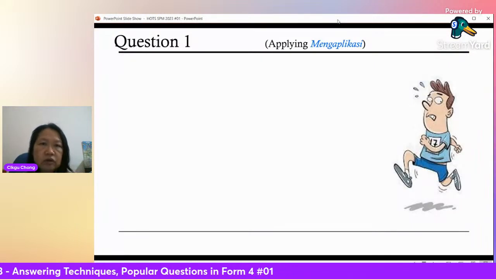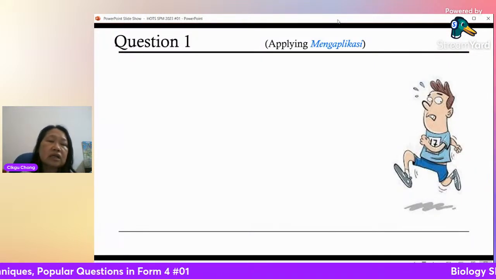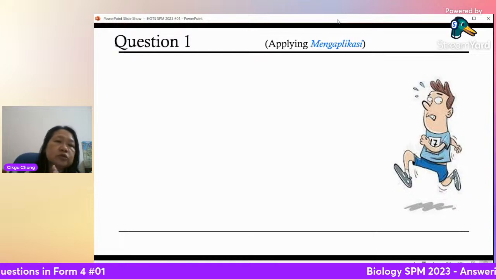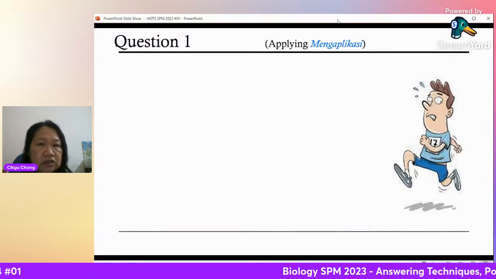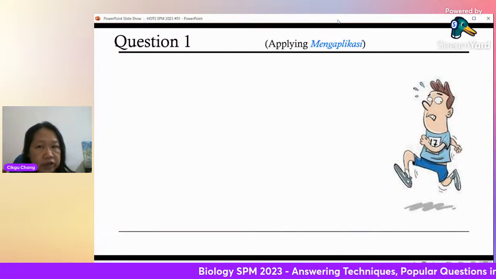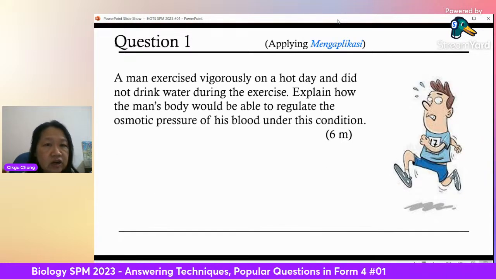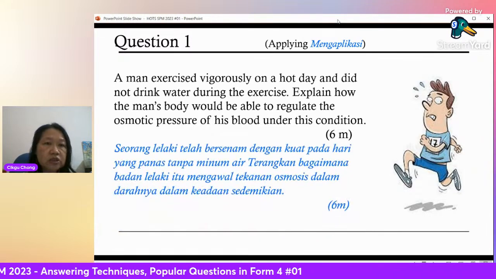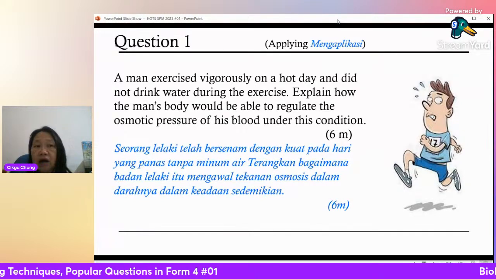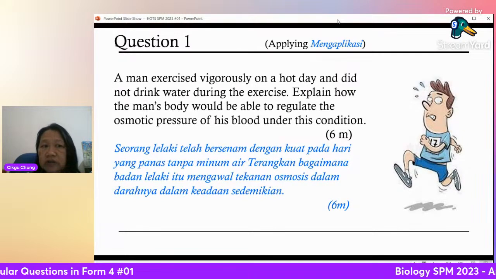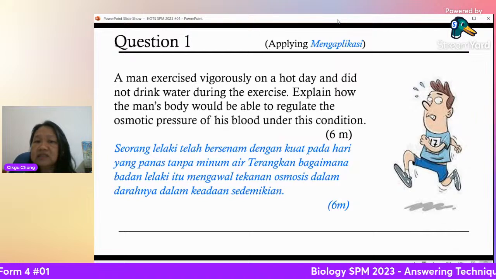All right, this is question 1. This is a little bit KBAT because we are going to the higher order thinking skills, applying what you already know. So you see, this man exercised vigorously on a hot day and did not drink water during exercise. Explain how the man's body would be able to regulate the osmotic pressure of his blood under this condition.